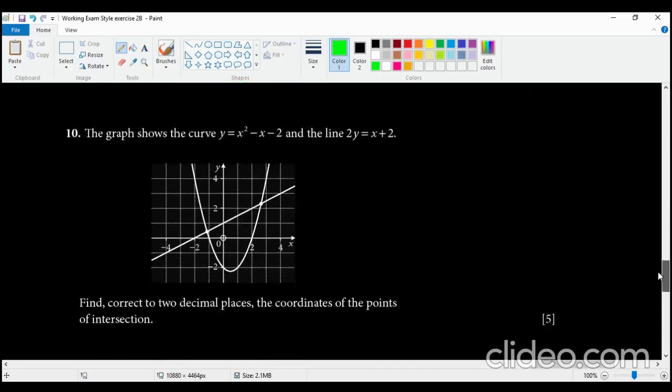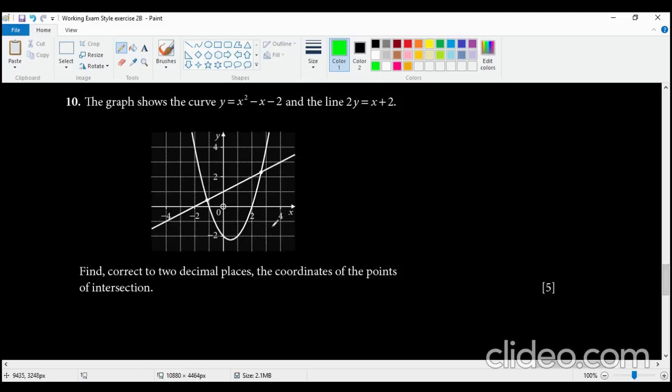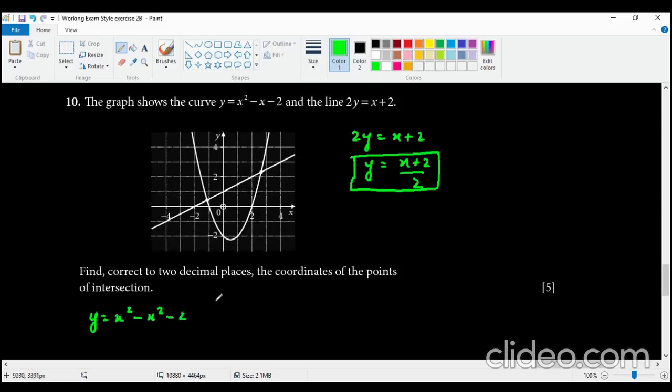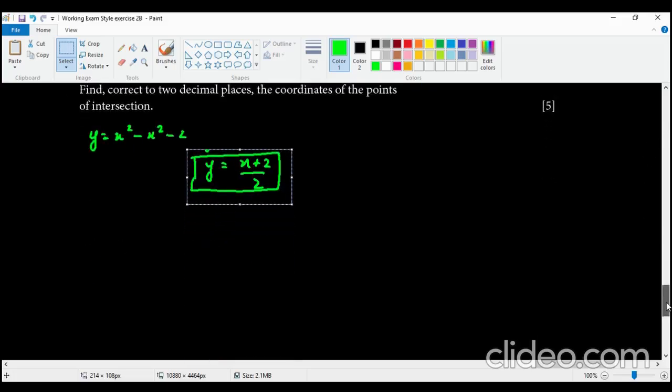Now comes what we have done in the very last exercise. In here, we know the value of y, and 2y equals x plus 2. That means y is equal to x plus 2 over 2. This is the value of y, and the value of y equals x square minus x minus 2. And I will copy this down once again for the sake of easiness. Now this is the value of y.